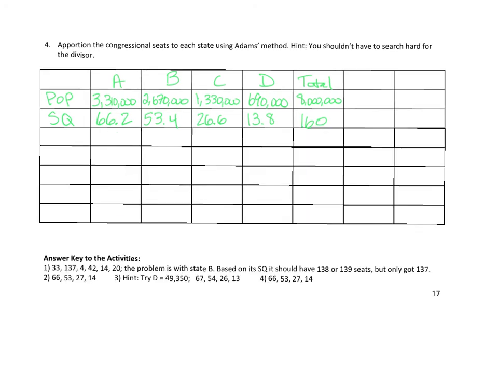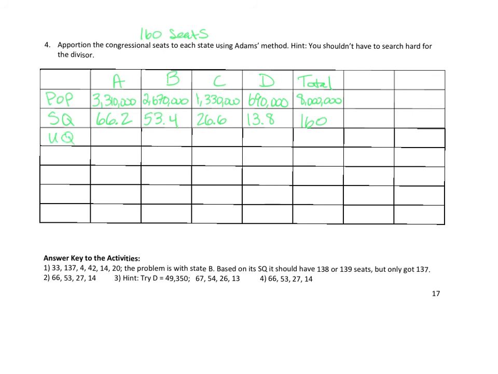Finally, we're going to apportion the same countries' congressional seats, 160 of them, but this time we're going to use Adams' method. So I have the beginning set up here. It's the same as the beginning for Hamilton's and Jefferson's method. But with Adams' method, our next step is going to be the upper quotas.